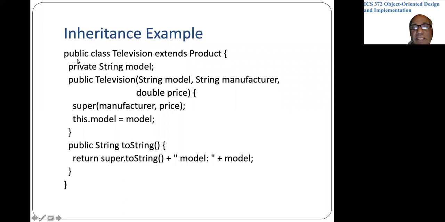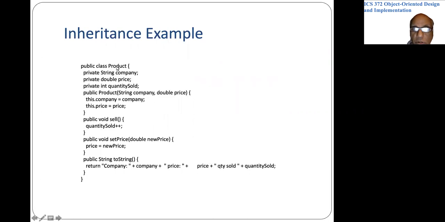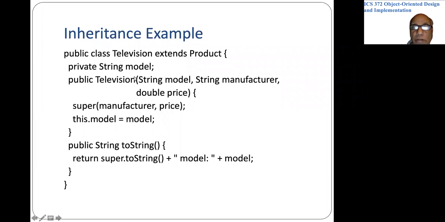We can have a special type of product, let's call television products. So public class television extends product. This is the Java way of inheriting from a class. So product is a class, television is a class, right? So when you have inheritance from a class, you write extends.